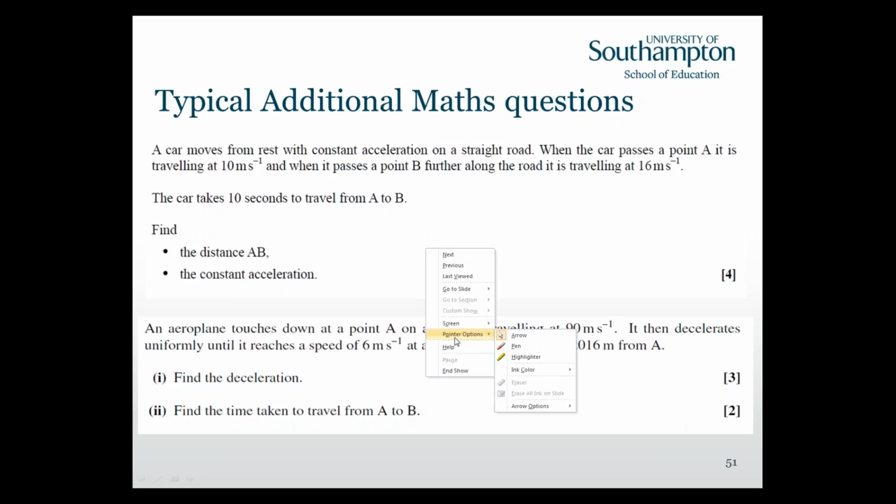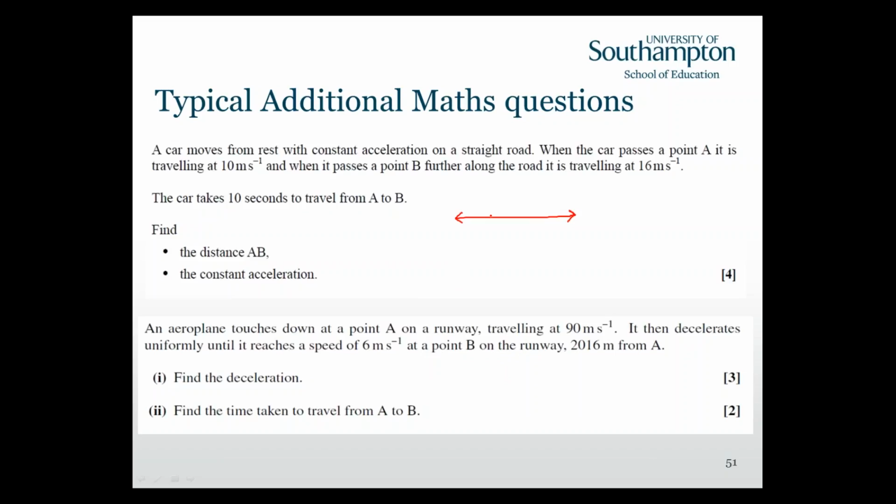So if I draw my little diagram just to help me, we want to find this distance, which I've put D, but actually is called S here. At this point, we do single arrows to show speed. So they've gone 10 there, and 16 there, and it's taken them, t is 10. The key thing about the SUVAT equations, which is what they call the constant acceleration equations, is it's easiest if we write down what we know.